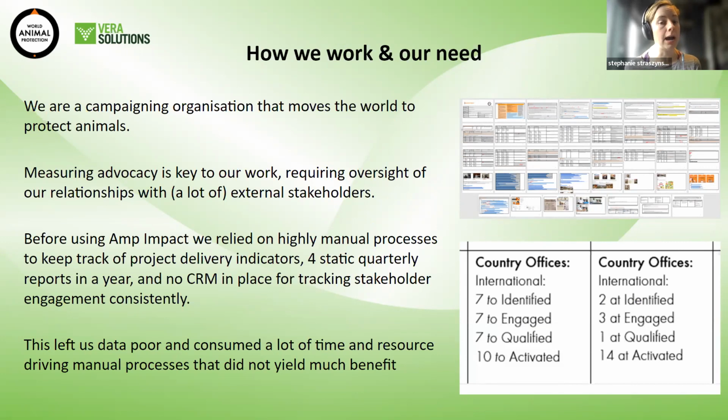So this is moving into how we work. Before AMP Impact, we relied on really manual processes to keep track of project delivery indicators. We had four static quarterly reports in a year, and we had no CRM, no relationship management database for tracking stakeholder engagement consistently. This is a screenshot of one of our old quarterly reports. You can see there's a lot of pages, it's got tables in it, it's got pictures in it. It was a one size fits all solution to reporting, but that was the only place you could get any data. Essentially, we pulled it through to Excel, or manually copied it to Excel, but it was super manual, super static.